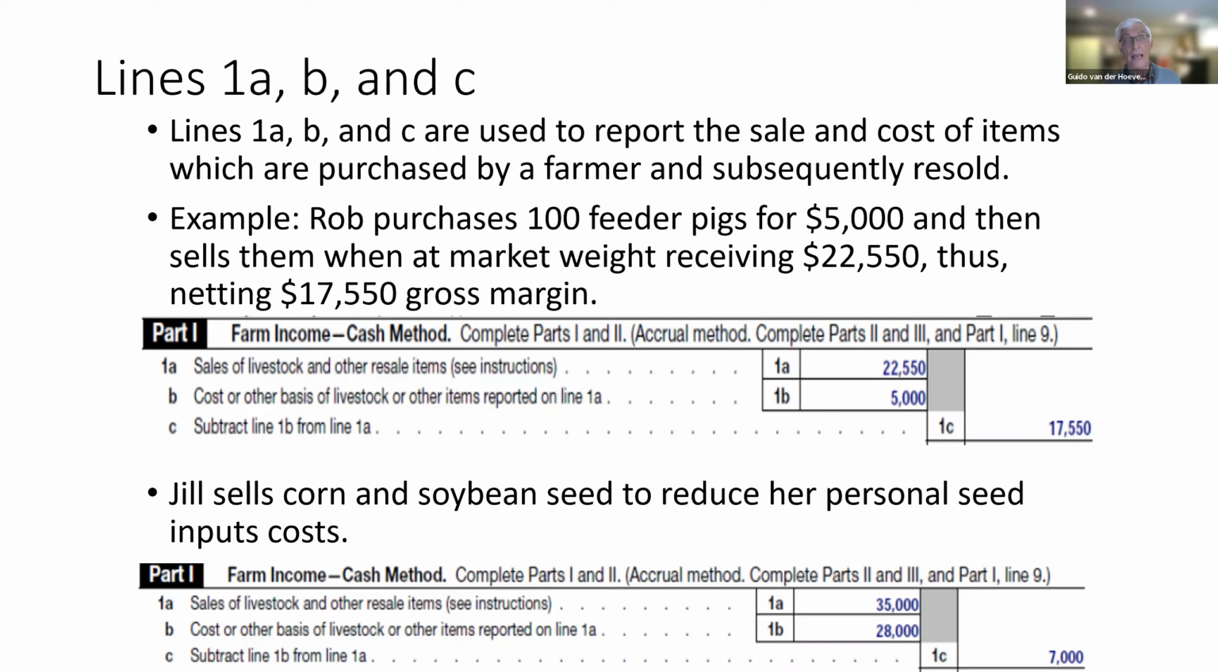Now, some folks may be a seed dealer, and that's kind of what I've got illustrated here. We've got Jill, she sells corn and soybean seed, and she does that because she can buy it at a discount, resell it to her neighbors, and mark it up. But the seed that she buys for her own use through this mechanism is at a lower cost. And just here you can see that the cost of her seed was $28,000. Now that would include part of her own seed in that, and she'd have $35,000 of sales to her neighbors, and that would net her a $7,000 gross margin on that item. So 2 illustrations here about what happens if you buy something with the intent to raise it or to resell it down the road, and then look at the gross margin.